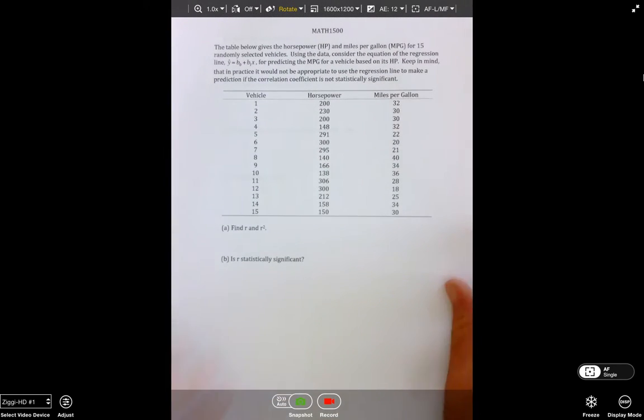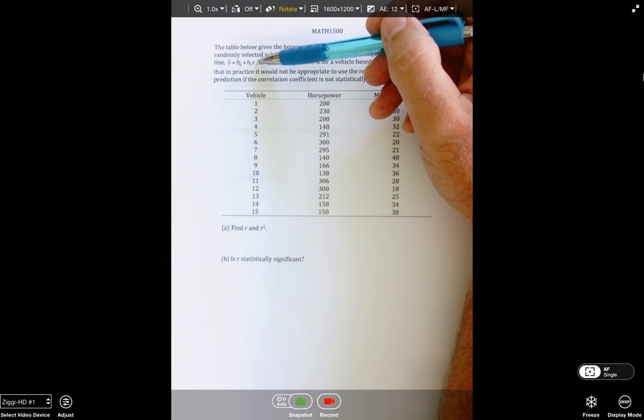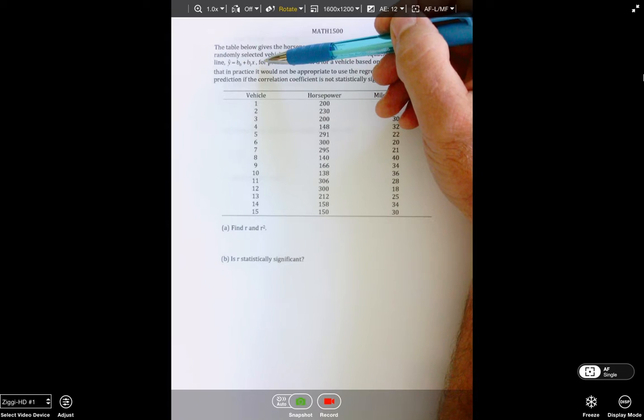I got some data here. Let's look at a problem and work it. The table below gives horsepower and miles per gallon for 15 randomly selected vehicles. Using the data, consider the equation of the regression line. So that's what we call this thing: y hat equals b0 plus b1 times x.